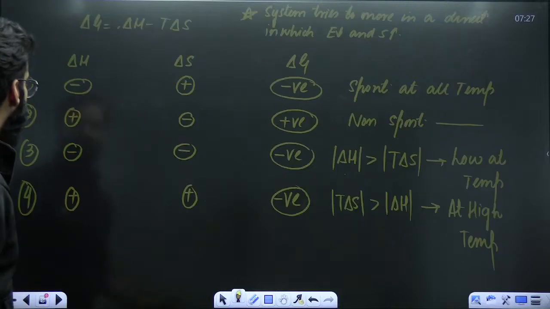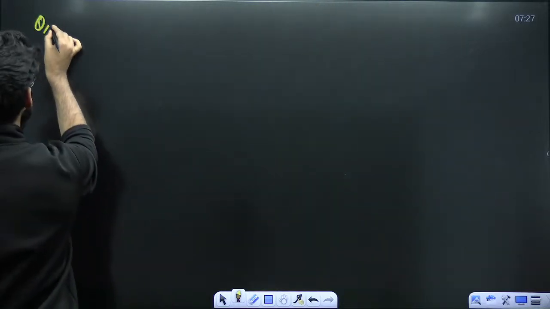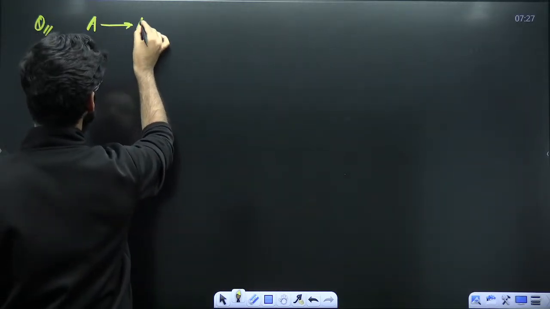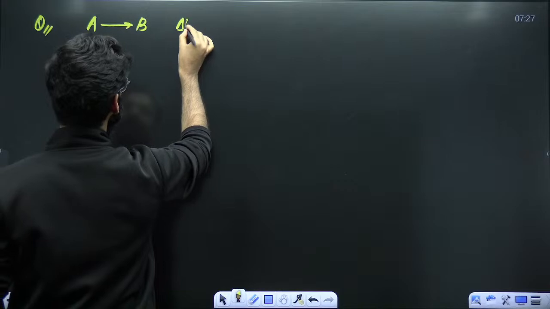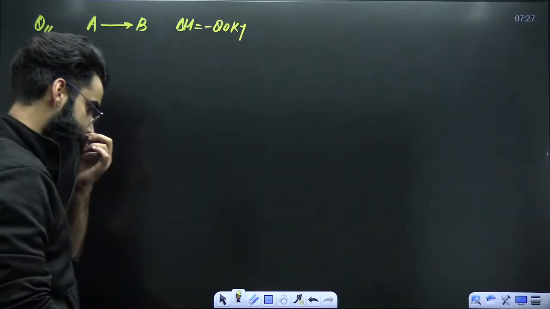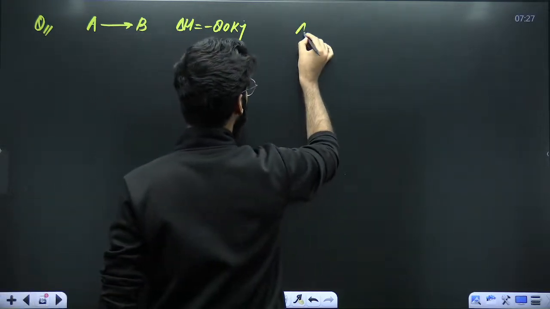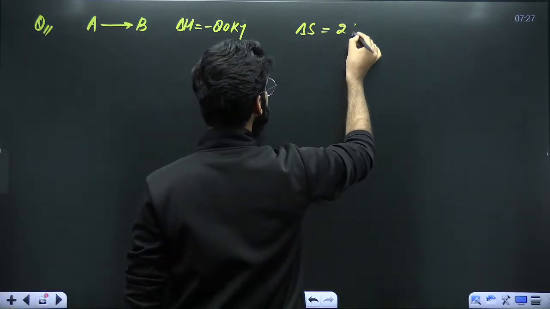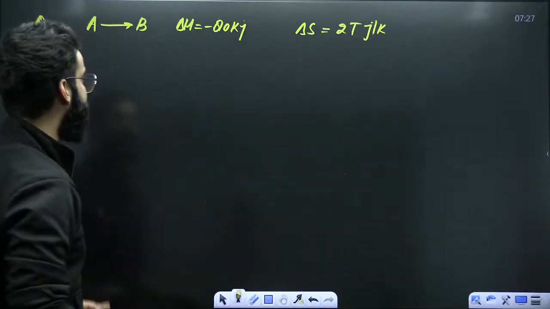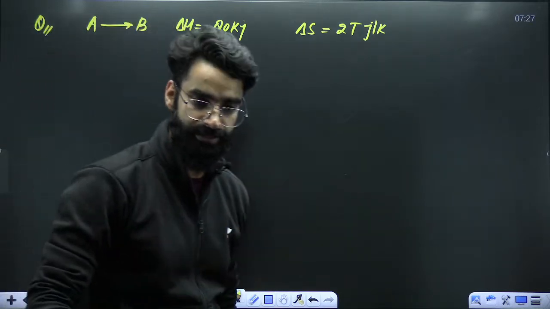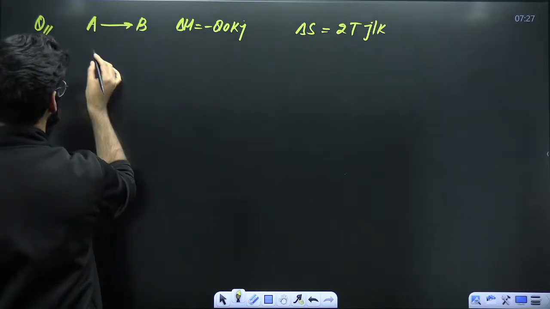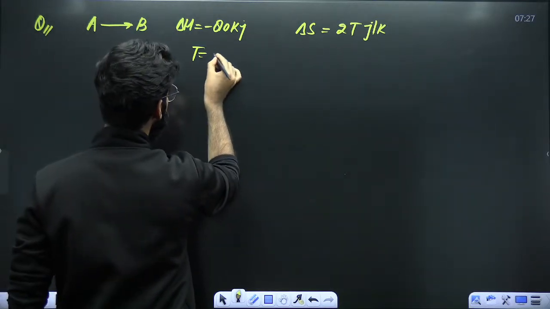My dear students, for example, I'm giving you one small question out of it. Let me see if you can solve this or not. Let's say you have got a process A gives B. Delta H is, for example, minus 80 kilojoules. And delta S is, for example, 2 times capital T, joules per Kelvin per mole. Calculate the temperature at which the process will be spontaneous. At what temperature will the process be spontaneous?